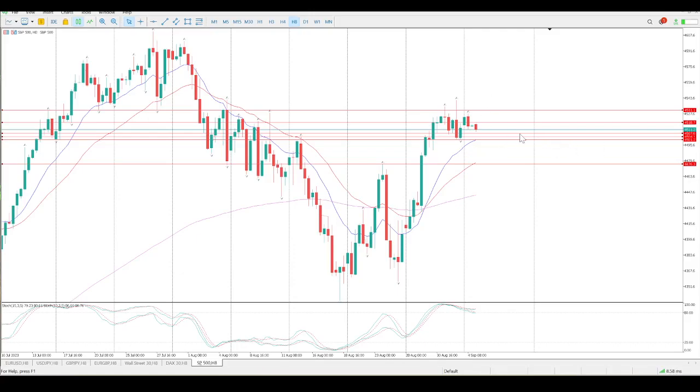Nevertheless, pay attention to those levels. If it does break and retest, then it's game on. You should be able to make some money out of that.